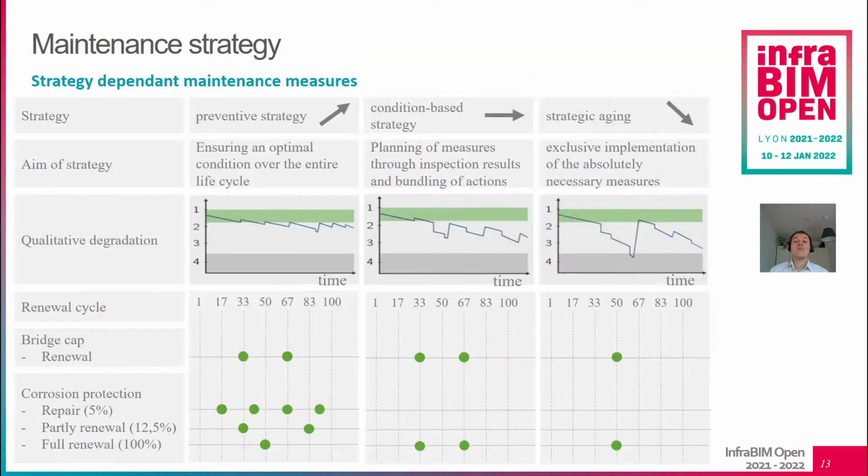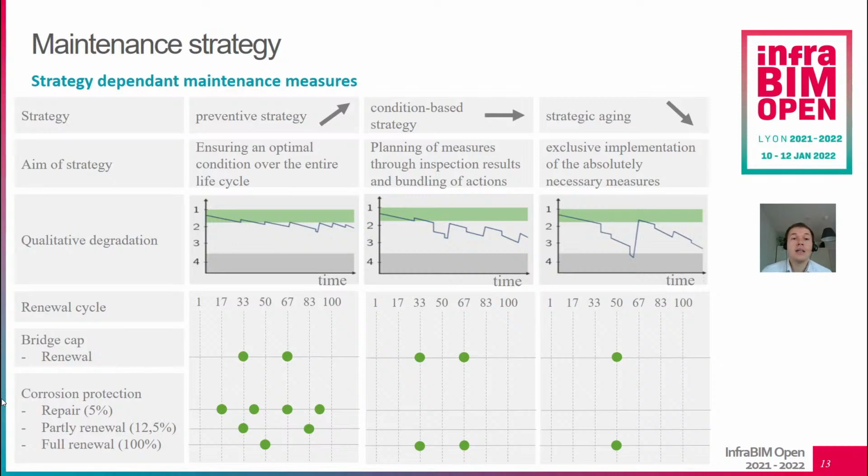To calculate impacts over the whole life cycle, we need information on when which part has to be replaced. In previous videos and projects, different maintenance strategies with replacement cycles in Germany were elaborated. In short, there are 3 different strategies. The first one is the preventive strategy, which keeps the bridge in top condition over the whole life cycle and therefore involves a lot of measures. The second one is the condition-based strategy, which bundles measures over time, and the third one is called strategic aging, which is just a nice word for doing nothing for 50 years and then restoring everything.